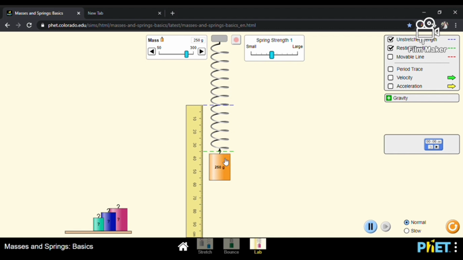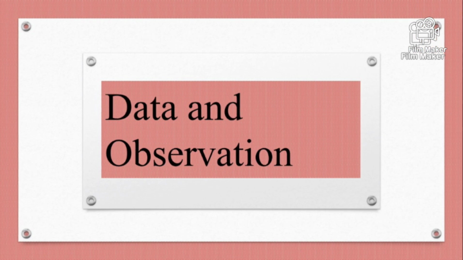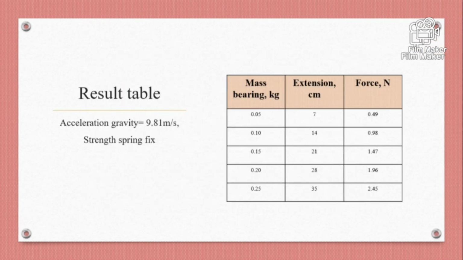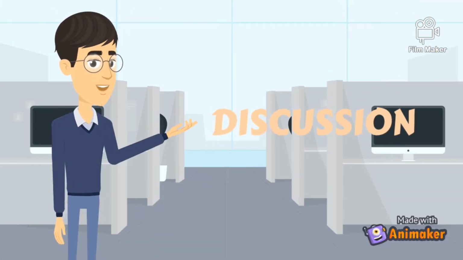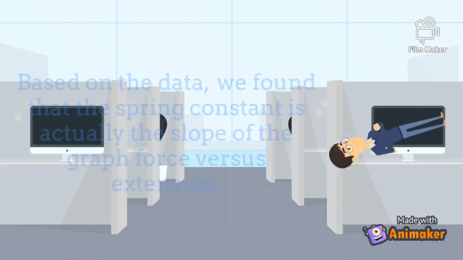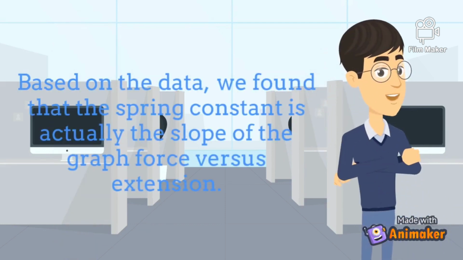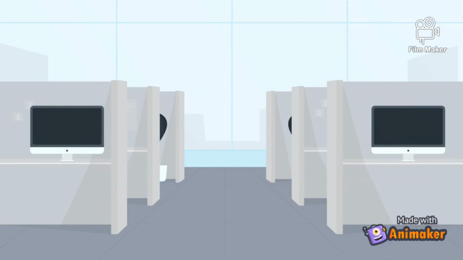Thank you. So, this is our data and observation. We are going to talk about the discussion of this project. Based on the data, we found that the spring constant is actually the slope of the graph of force versus extension because of the mass or the force that we applied to the spring.